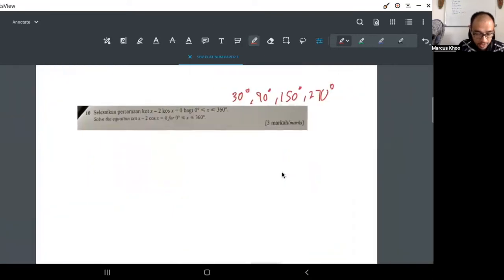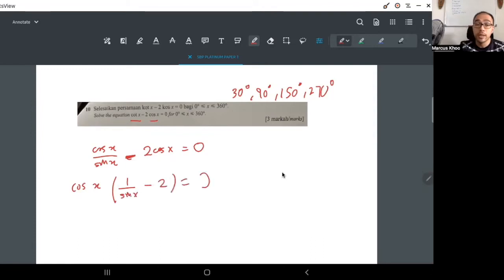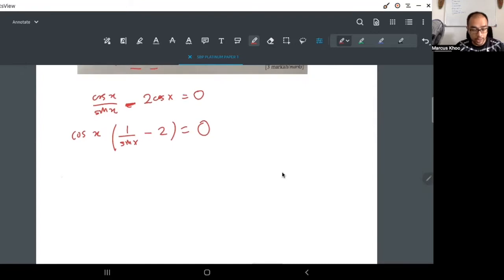Okay. All right. Solve the equation cot x minus 2 cos x equals 0. So the only relation that cotangent and cos has is that cotangent is cos over sine. So cos x over sin x minus 2 cos x equals 0. I'm going to factorize cos x. What am I going to get? 1 over sin x minus 2 equals 0. When I factorize this out, I will get cos x equals 0 and sin x equals half.